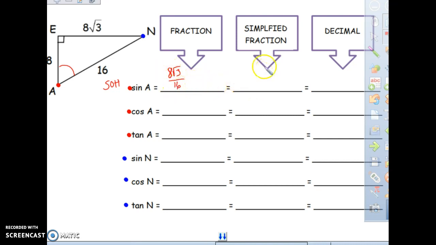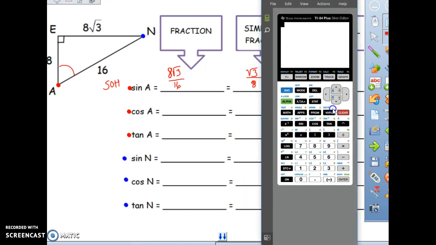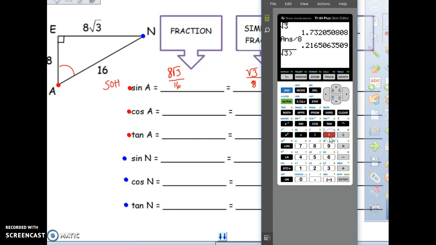The 8 and the 16 are numbers that reduce, so they turn into 1/2. So I'm just going to leave the top as root of 3. Remember that 1 is just imaginary. And then the 16 turns into an 8. As a decimal, all we're doing is plugging in the square root of 3. I like to hit enter and then divide by 8. If you don't hit enter, sometimes that radical causes a problem because some of your calculators you need to close that parenthesis. That's why I like to hit enter. So my answer is 0.8660.